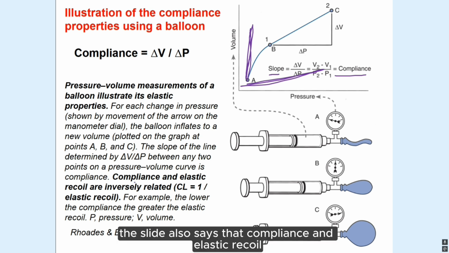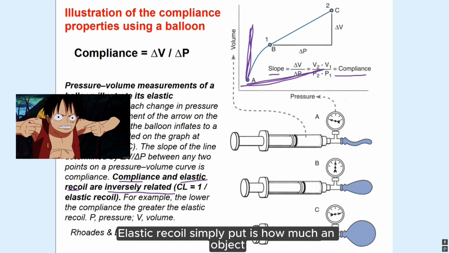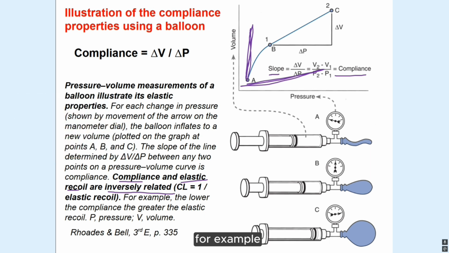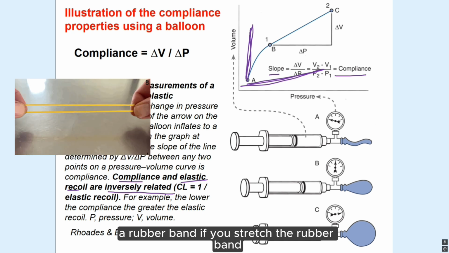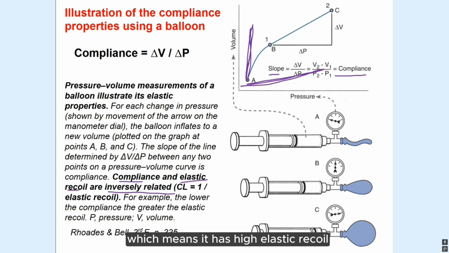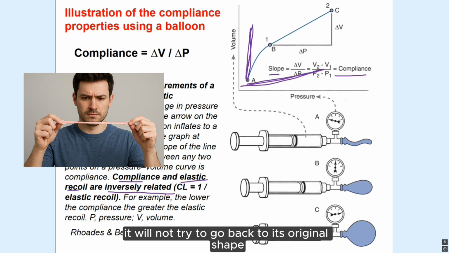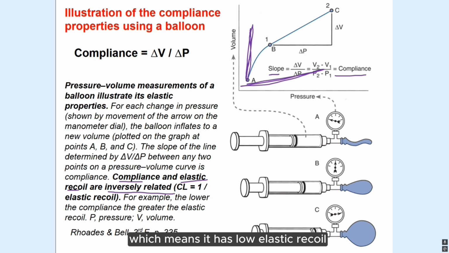The slide also says that compliance and elastic recoil are inversely related, which means that if one goes up, the other goes down. Elastic recoil, simply put, is how much an object wants to go back to its original shape after being stretched. So if you imagine, for example, a rubber band, if you stretch the rubber band, it will try to go back to its original shape, which means it has high elastic recoil and low compliance. But if you take a chewing gum and stretch it, it will not try to go back to its original shape, which means it has low elastic recoil and high compliance.